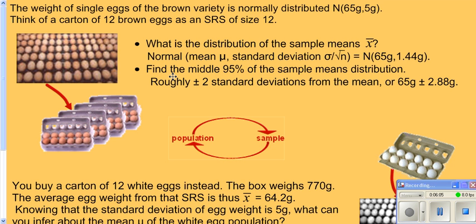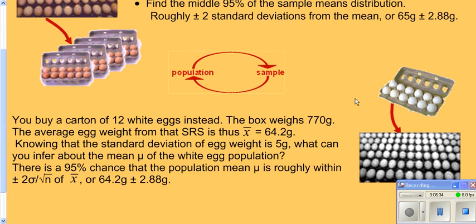Therefore, when we look at the middle 95% of our sampling distribution, we should be 2 standard deviations on each side of our 65. So we should be 65 plus or minus 2 times our 1.44, which is 2.88. So 95% of our dozens of eggs should fall within 65 plus or minus 2.88 grams.